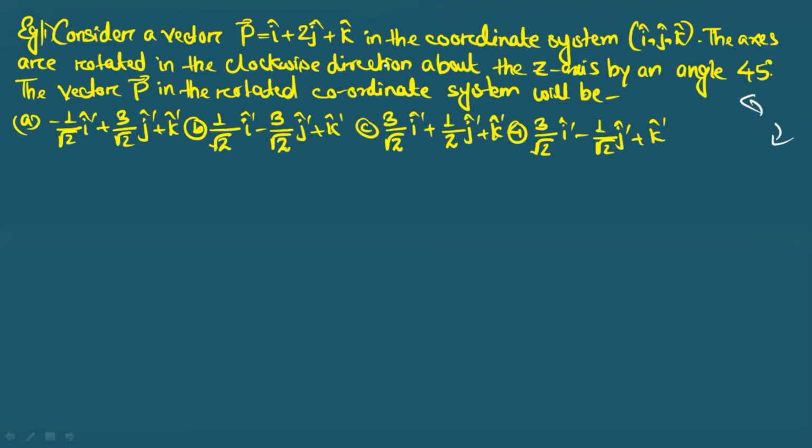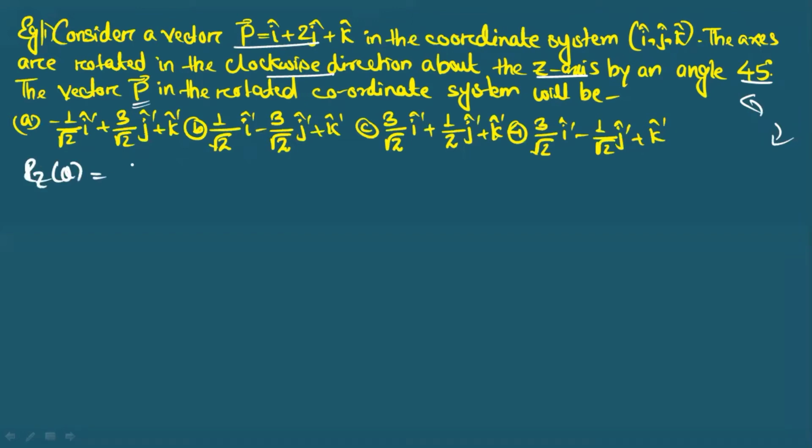So you are considering a vector p given to you in the coordinate system. The axes are rotated in the clockwise direction about the Z axis by 45 degrees, so theta is 45 degrees. The vector p in the rotated coordinate system will be what? You will have to find the value of this vector in the rotated, that is, the new system.